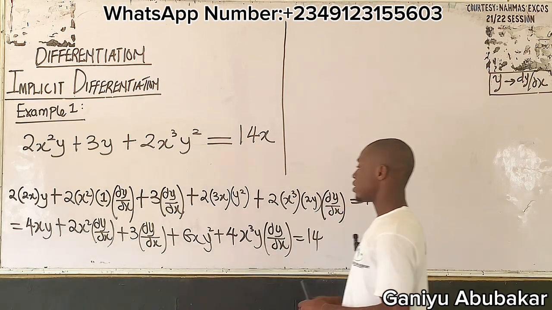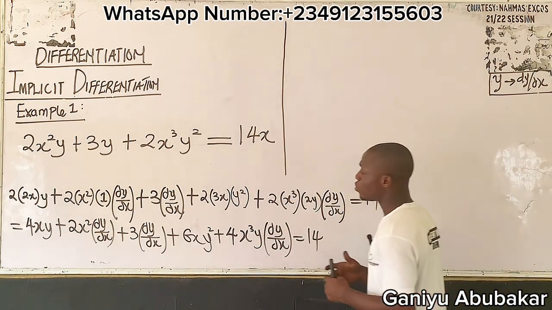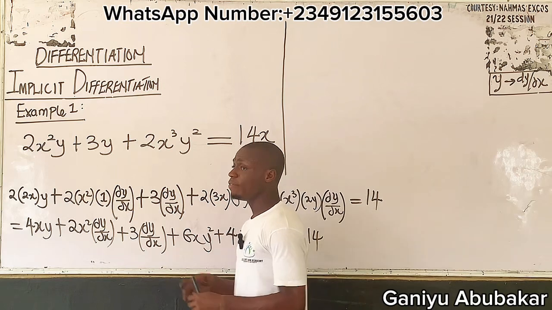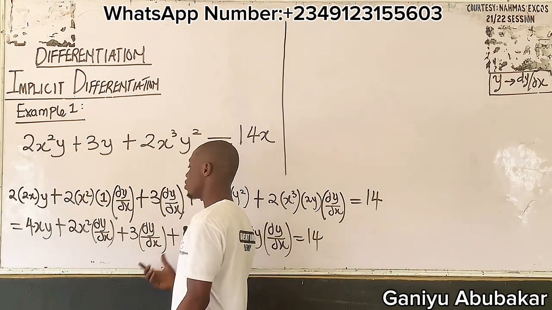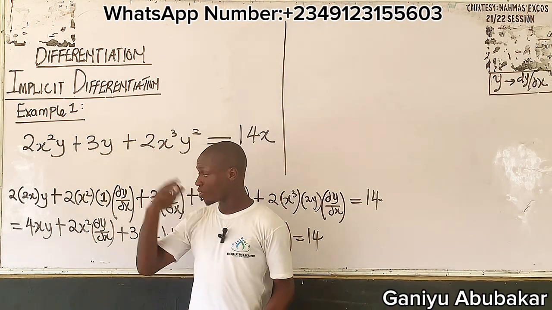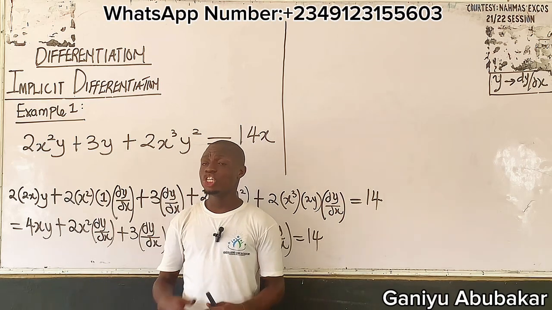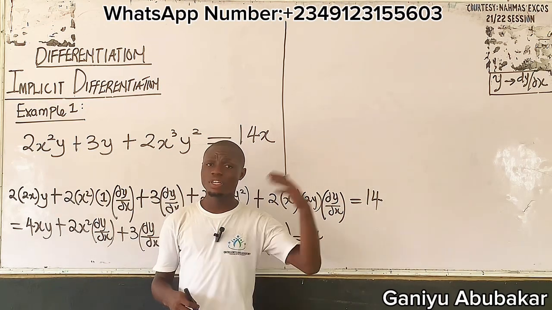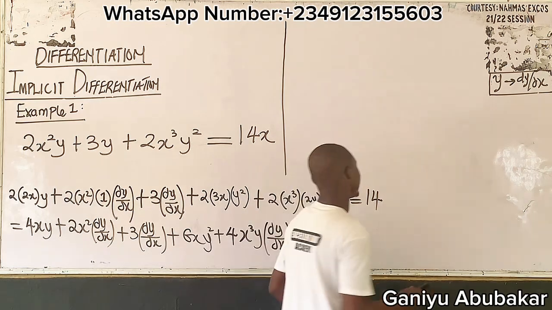Now, what's the next task? I'll take the values that have the dy over dx to the right hand side, and the ones that don't have the dy over dx to the left hand side. What do I mean?